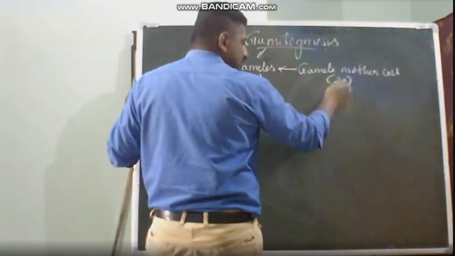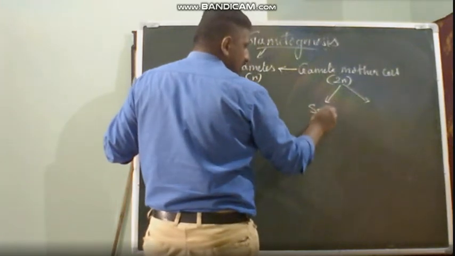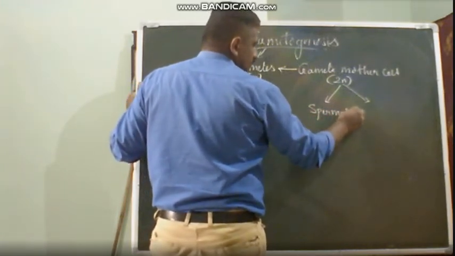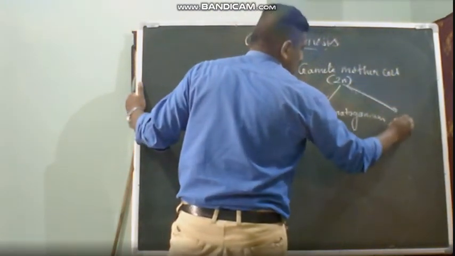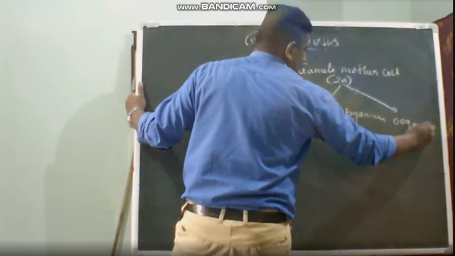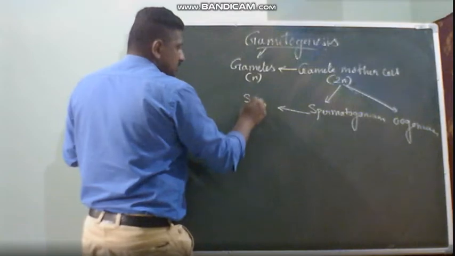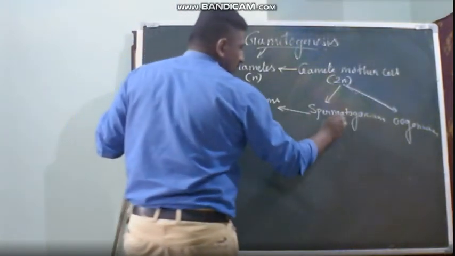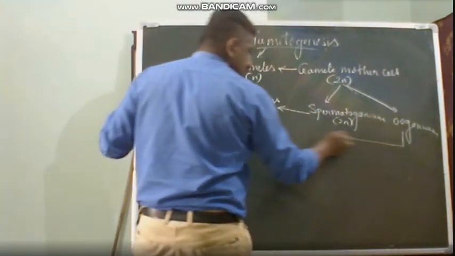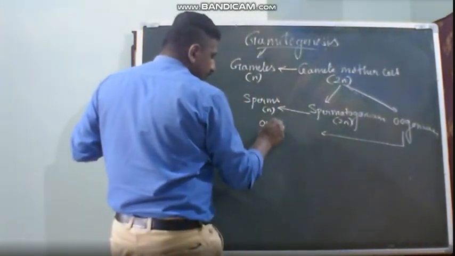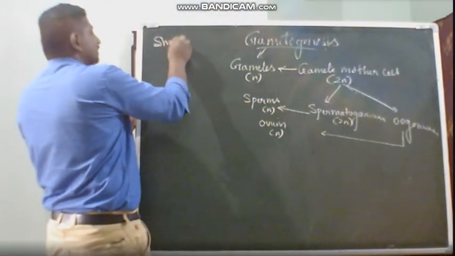And the gamete mother cells are of two different types. One is spermatogonium and the next one is oogonium. Spermatogonium gives rise to sperms; spermatogonium is diploid, sperms are haploid. Oogonium gives rise to ovum, which is haploid. For this we have some shortcuts to remember.